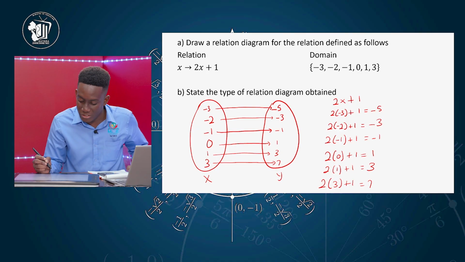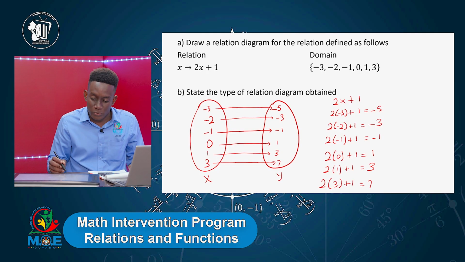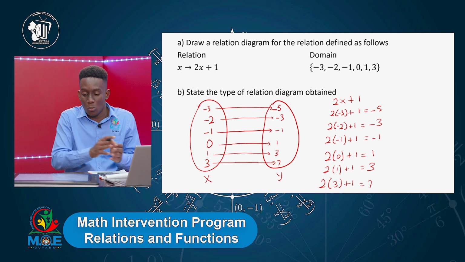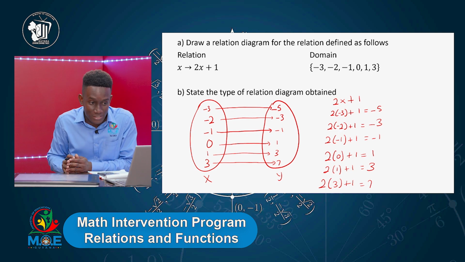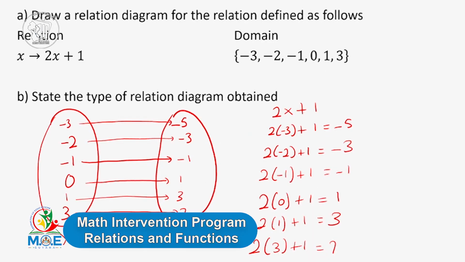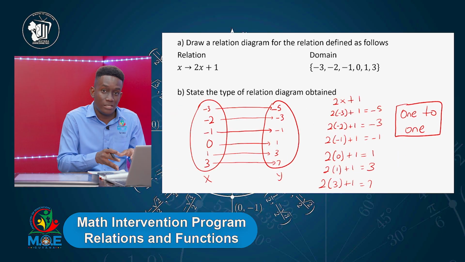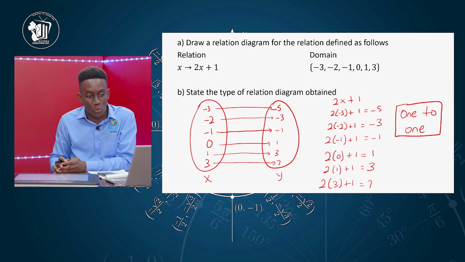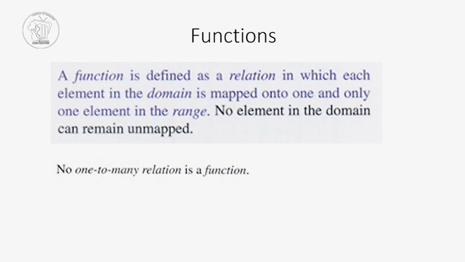So we have the relation. We see each element in the domain is mapped onto one and only one element in the codomain. So for this type of relation, this will be a one-to-one relation because each element in the domain is mapped onto one and only one element in the codomain. And with that, let's move on to another aspect of relation, which would be functions.